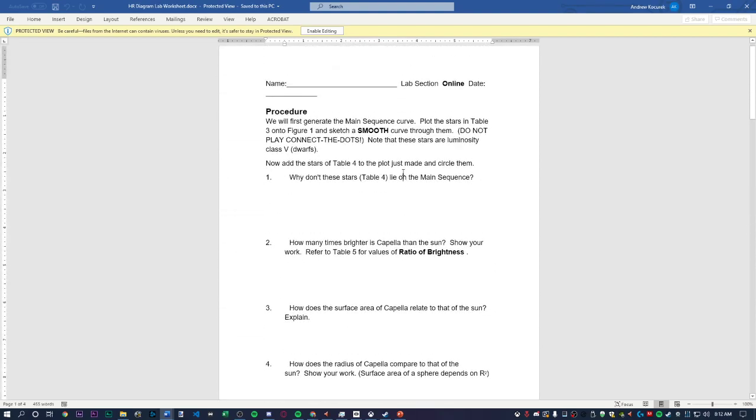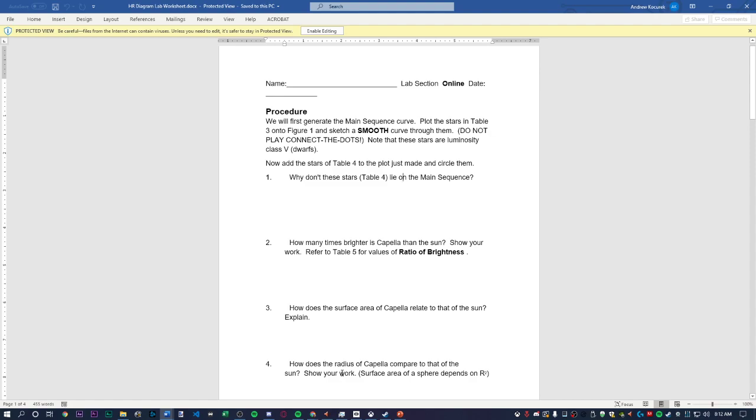Let's go back to the first part. So for the first part, you will answer these questions. Why don't these stars on table 4 lie on the main sequence? I kind of already told you that. Main sequence stars are dwarf stars, but in table 4, we have giant stars. And giant stars, excuse me, they don't lie on the main sequence because they're giant stars. They are not fusing hydrogen anymore in their cores. They are fusing helium. So I basically just gave you the answer.